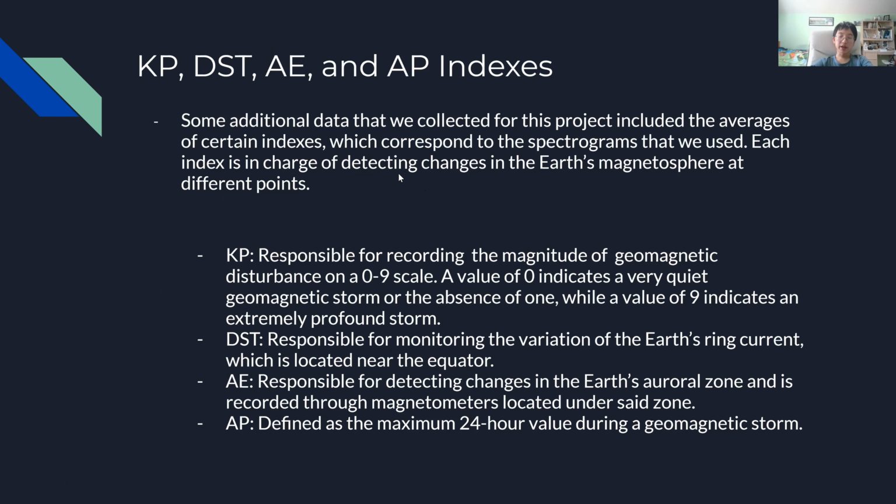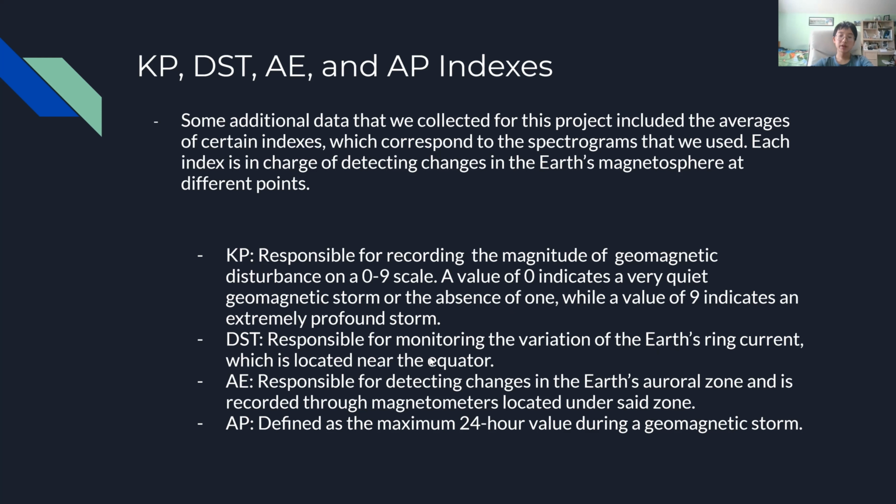Now on to geomagnetic indexes. So there are 4 types: KP, DST, AE, and AP. And all of them are in charge of detecting changes in Earth's magnetosphere at different points. KP is responsible for recording the magnitude of the geomagnetic disturbance on a 0 to 9 scale. The value of 0 is a very quiet geomagnetic storm, or the complete absence of one, while 9 represents an extremely profound storm. DST, however, is responsible for monitoring the variation of the Earth's ring current, which is located near the planet's equator.